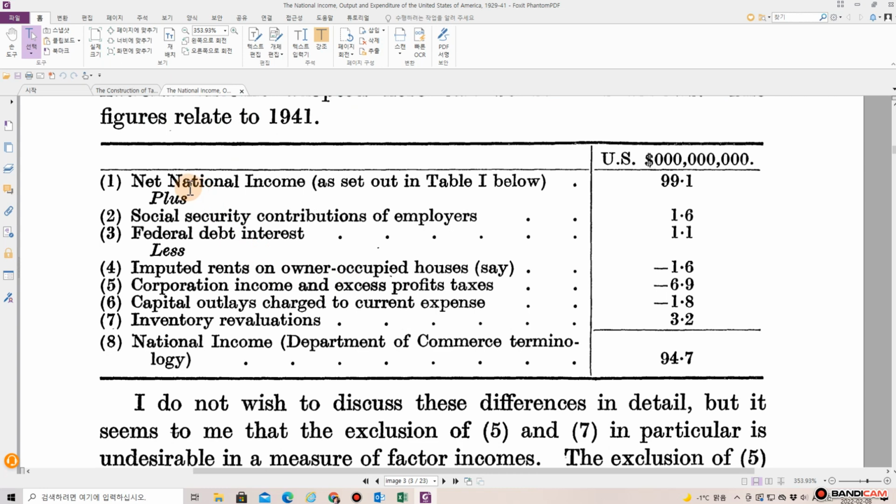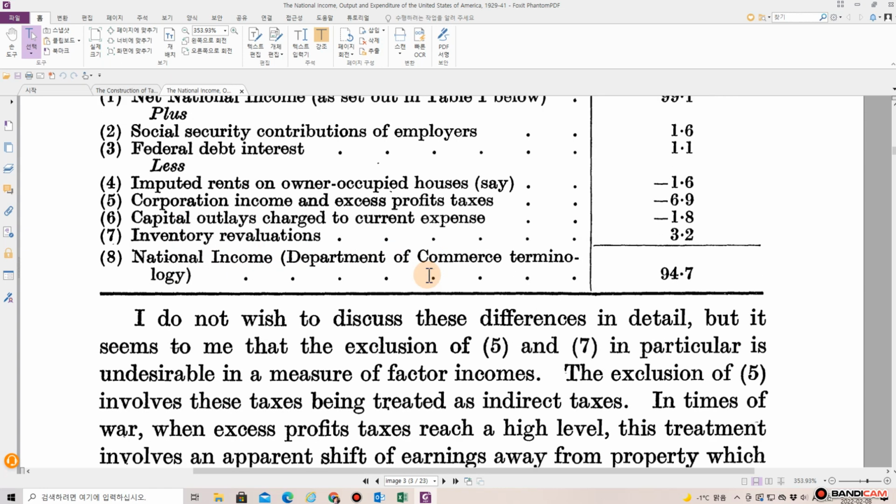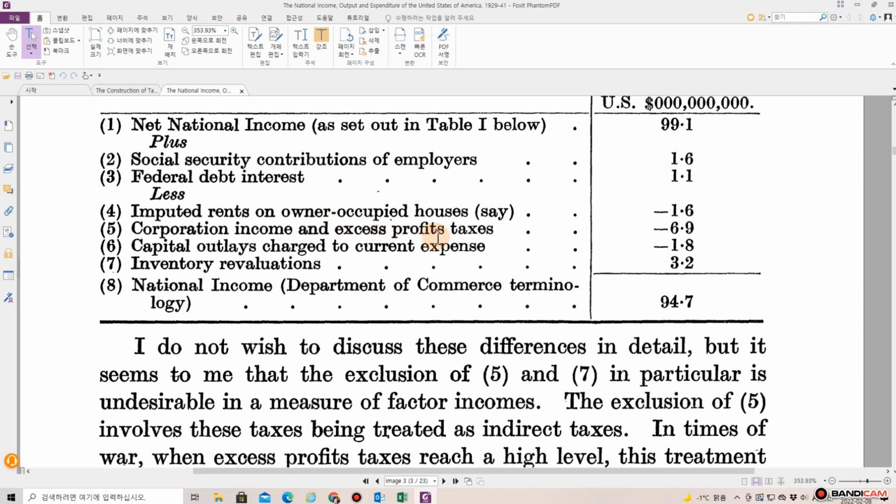National income, net national income, social security contributions of employers, federal debt interest, less imputed rents on owner-occupied houses, corporation income and excess profit taxes, capital outlays charged to current expense, inventory revaluations, national income.